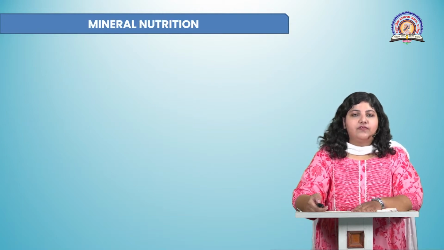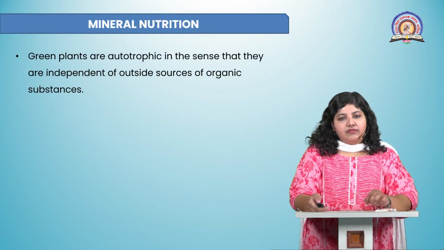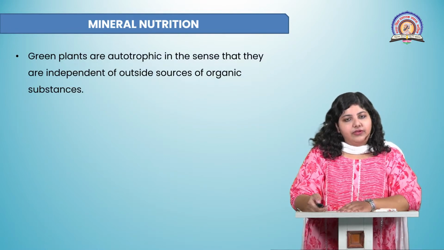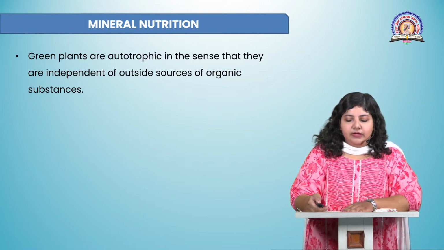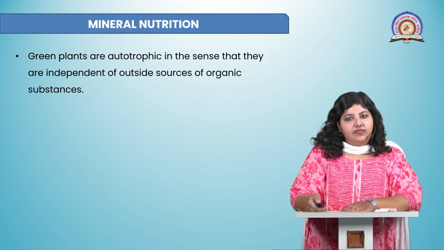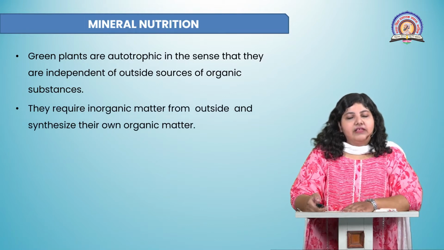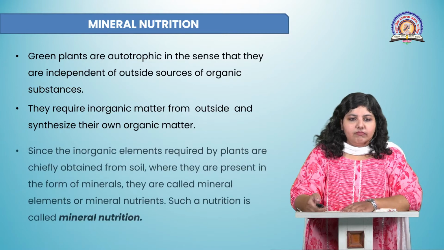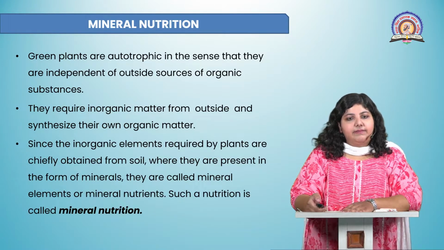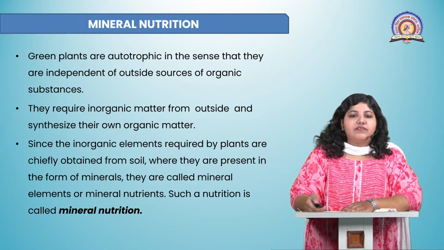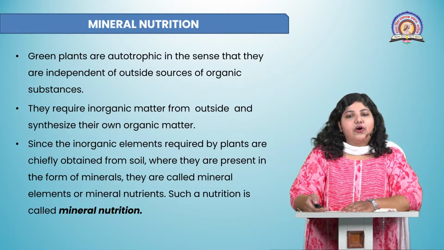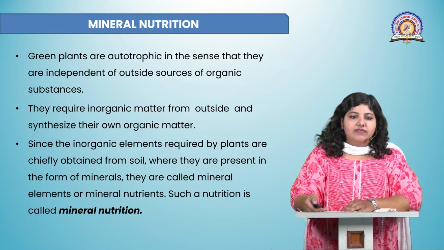Now, to start off with today's lecture, let us get ourselves introduced to the concept of mineral nutrition. Green plants are autotrophic in the sense that they are independent of outside sources of organic substances. They require inorganic matter from outside and they synthesize their own organic matter. Since the inorganic elements required by the plants are chiefly obtained from soil where they are present in the form of minerals, those elements are known as mineral nutrients. And the nutrition which is obtained from these mineral elements is known as mineral nutrition.